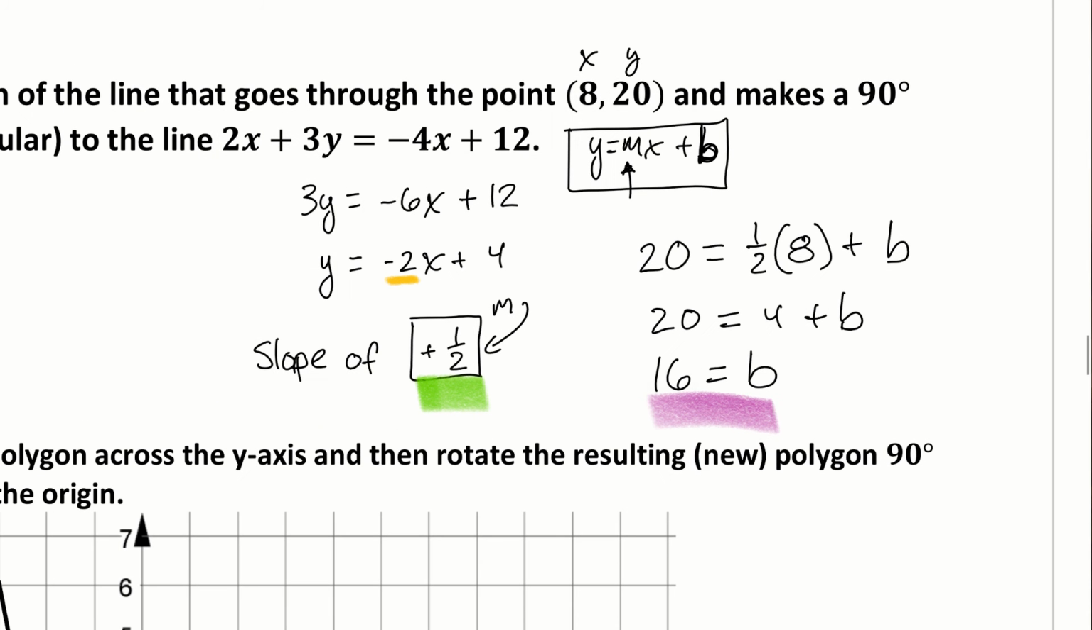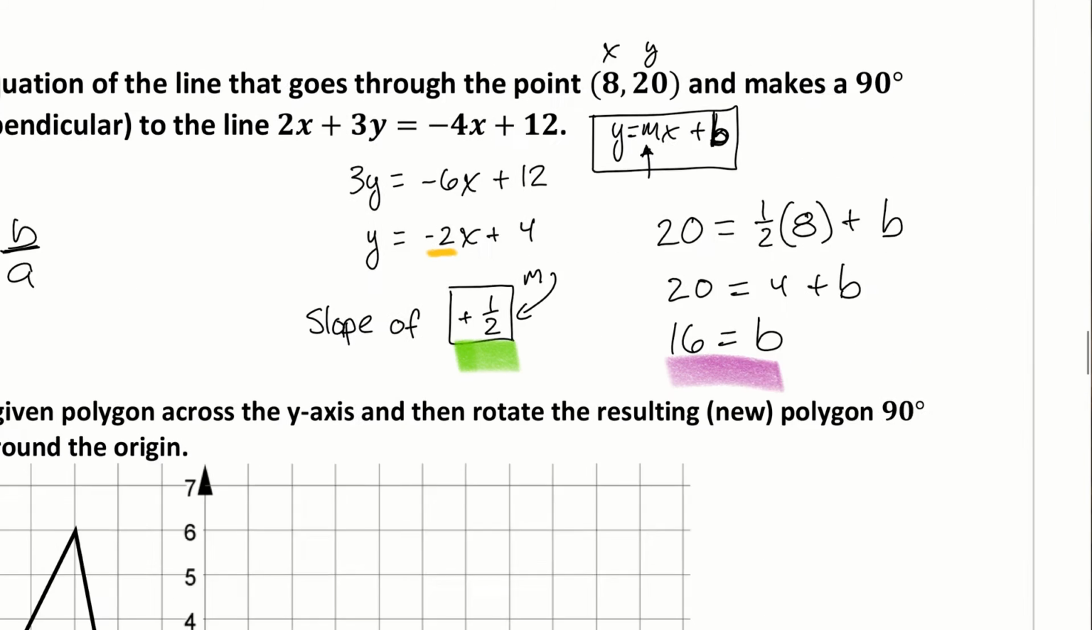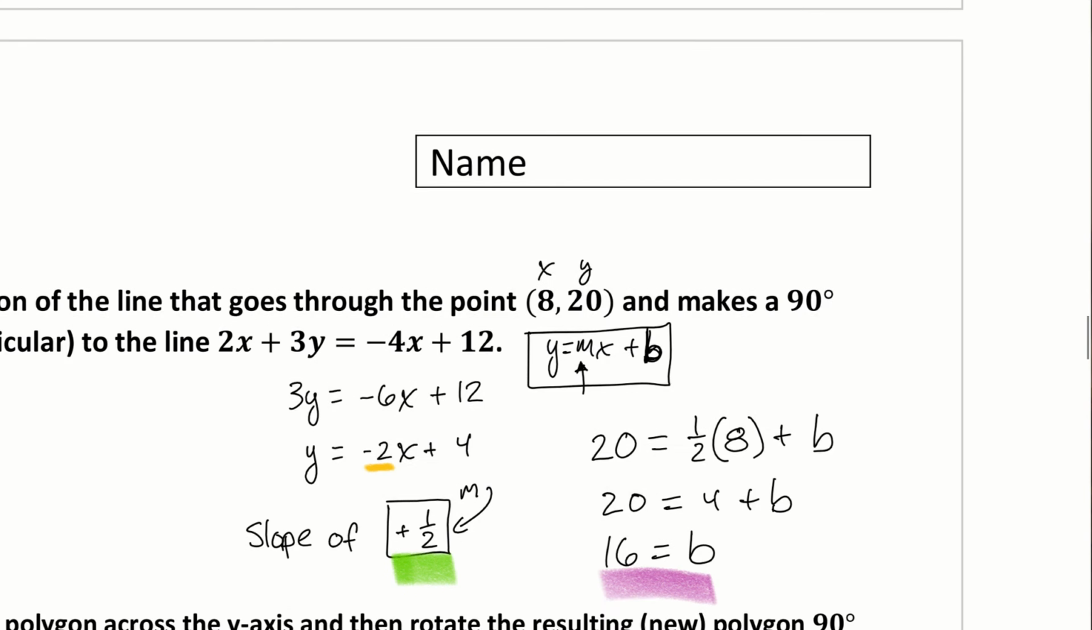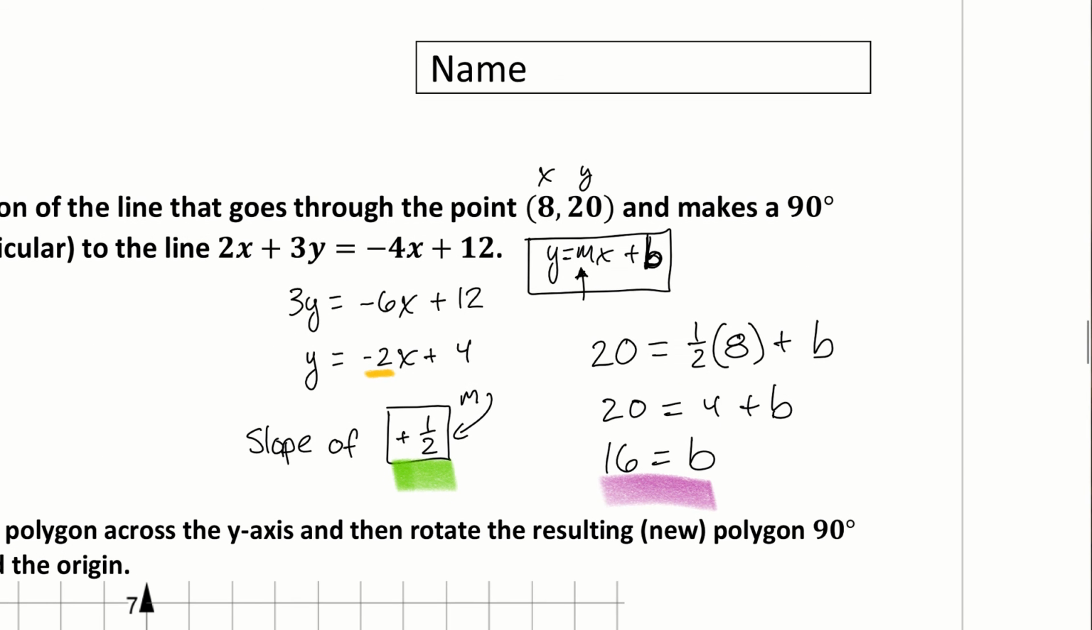I can write my answer. There's a box over there, but I'll write it up here. I'm going to go ahead and write y = 1/2 times x, and then don't forget the y-intercept is plus 16. So you can see in my final answer, I plugged in my slope parameter that I found, and I plugged in the y-intercept that I found.